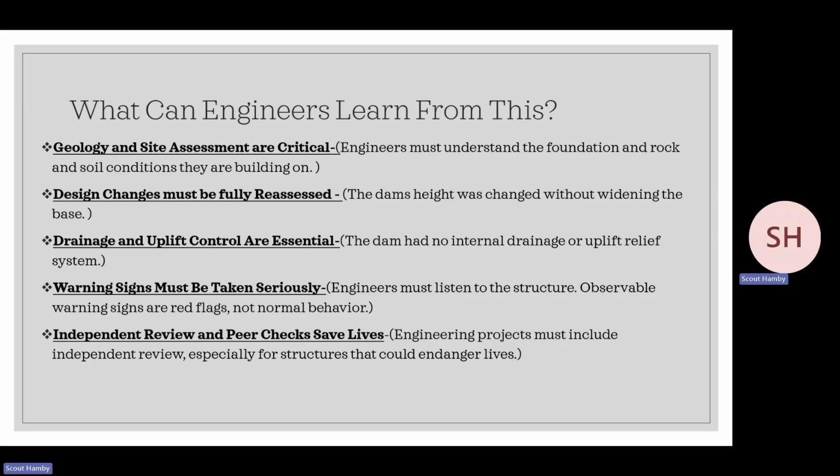Design changes must be fully reassessed. So, like in this one, the dam's height was changed without widening the base. Again, another problem we can learn from. Drainage and uplift control are essential. The dam had no internal drainage or uplift release system, which created a lot of leakage and pressure on the dam, which made it ultimately collapse.